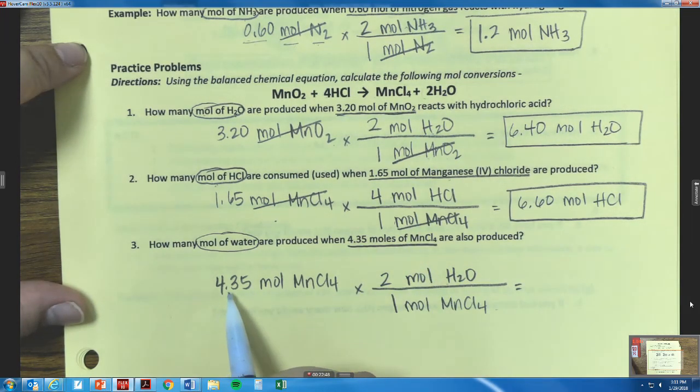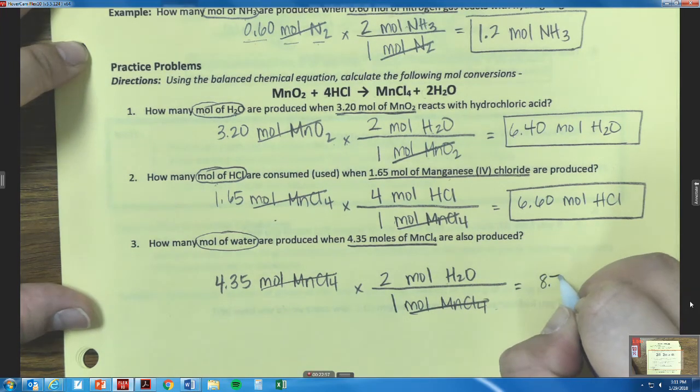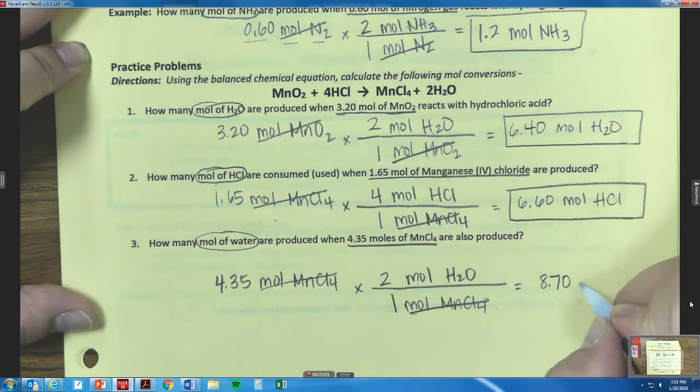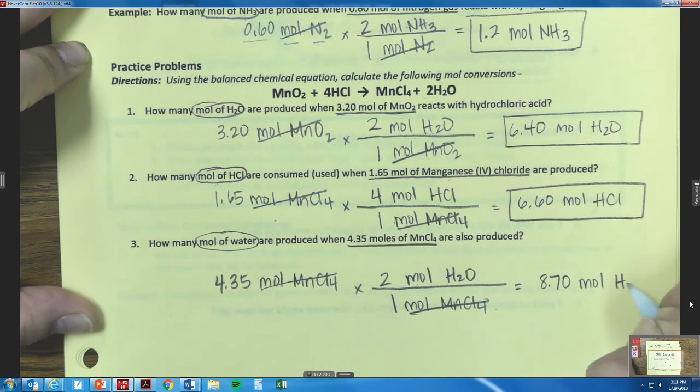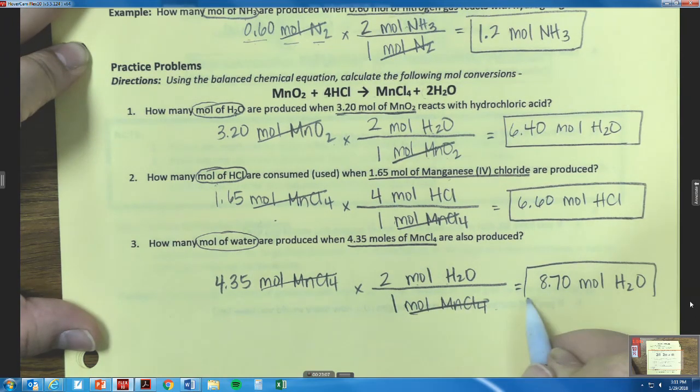So 2 times 4.35 is going to be 8.70 moles of water. So hopefully you got the same answers I did.